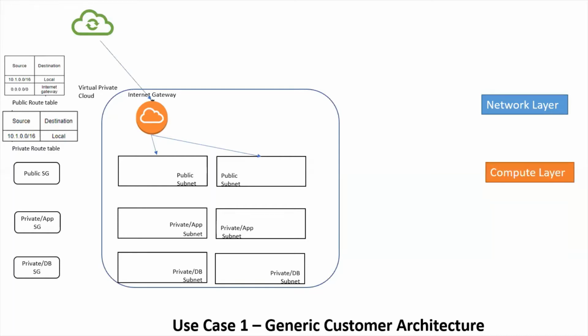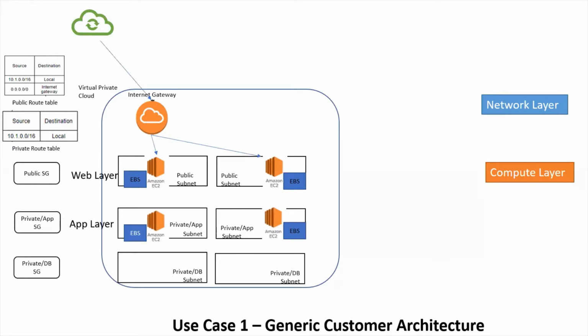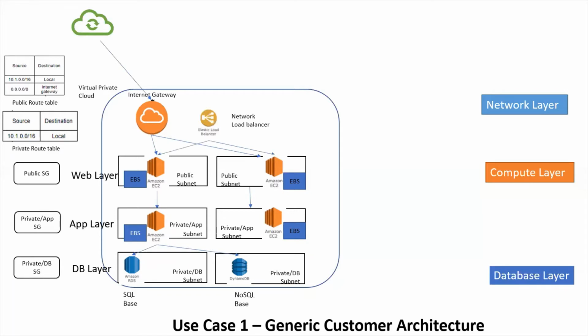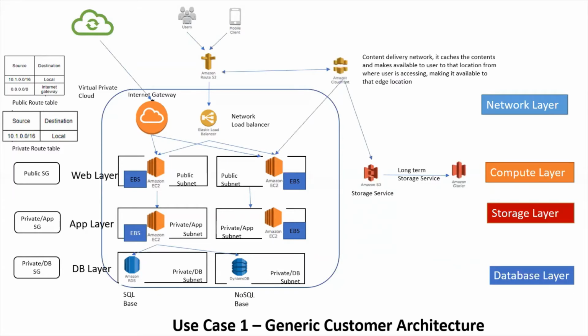Coming to the compute layer, we will deploy instances in the public subnet, which is called the web layer, and then deploying instances in the private or application subnet, called the application layer, and then the database layer, SQL and NoSQL databases. This is called the database layer. Then we have a network load balancer to balance the traffic, and Route 53 for DNS services. Coming to the storage layer, we are deploying storage services, and for long-term access, Glacier will be used, and then accessing S3 using Amazon CloudFront for static and dynamic contents.